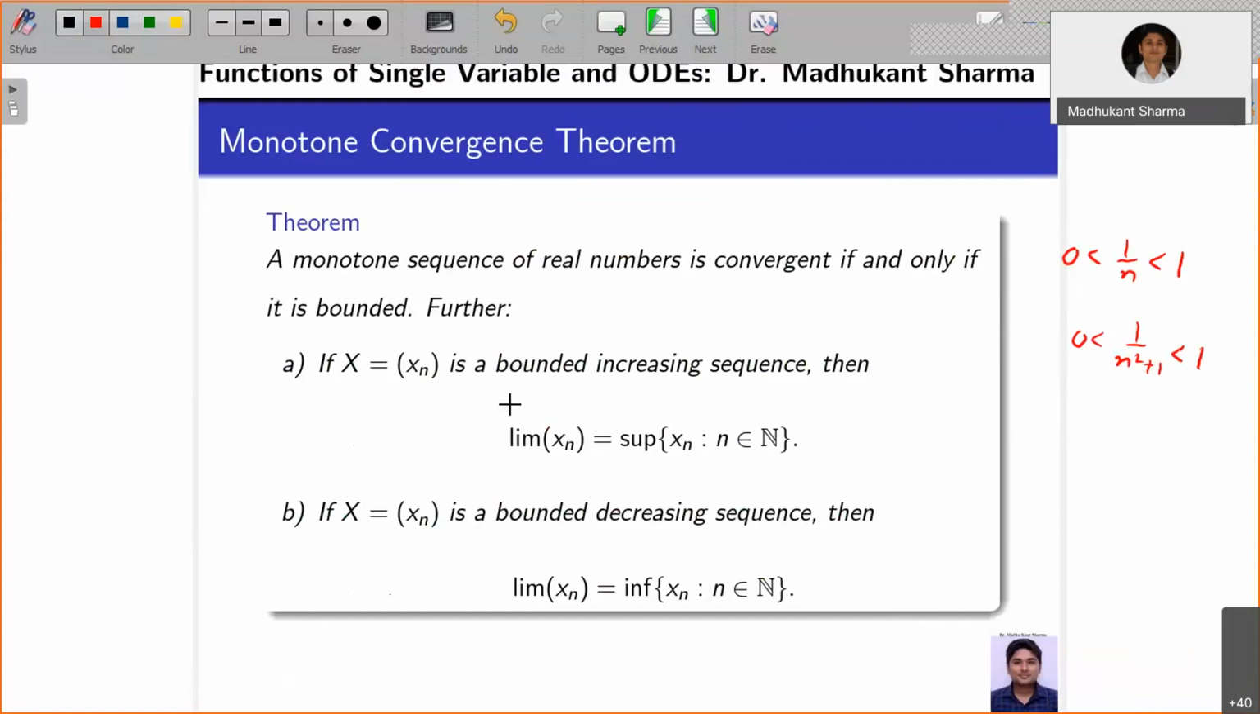If xn is a bounded increasing sequence, then it converges to its least upper bound. And if xn is a bounded decreasing sequence, then its limit is the greatest lower bound. Okay, that can be shown. It's also a tricky proof. It's a very tricky proof. So let's do it.